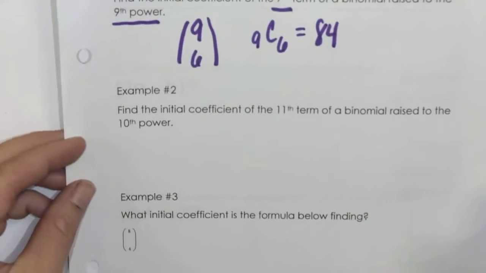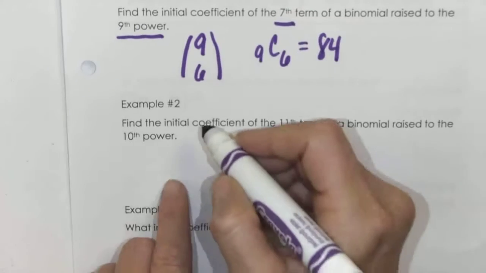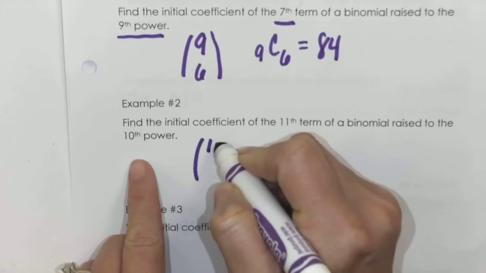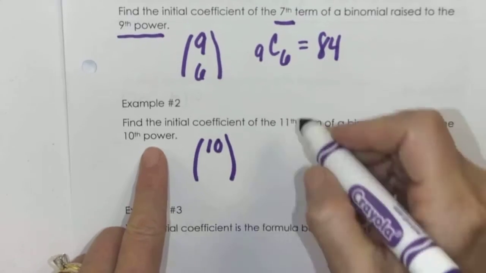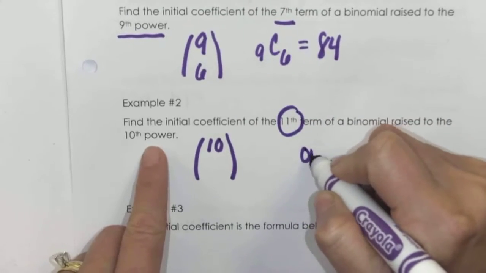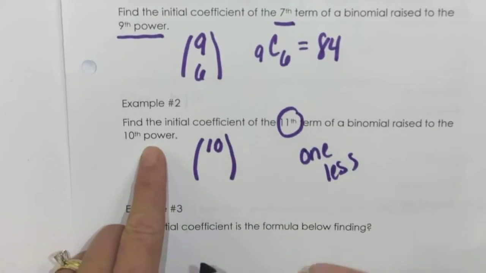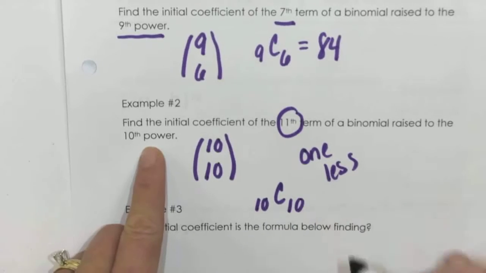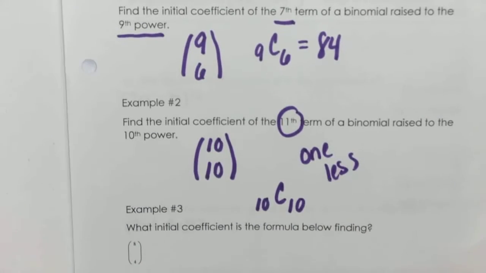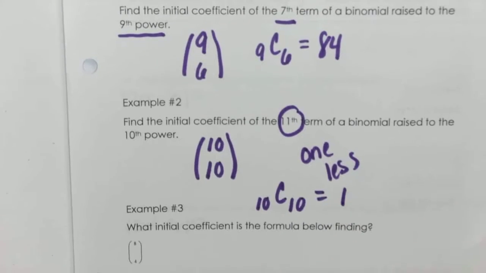Find the initial coefficient of the 11th term of a binomial raised to the 10th power. So the 10th power goes on top. Always the power goes on top. 1 less than 11 is 10. So if I did 10C10, many of you know there's only one way to choose 10 things out of 10. So that would be 1. Let's go to the next one.